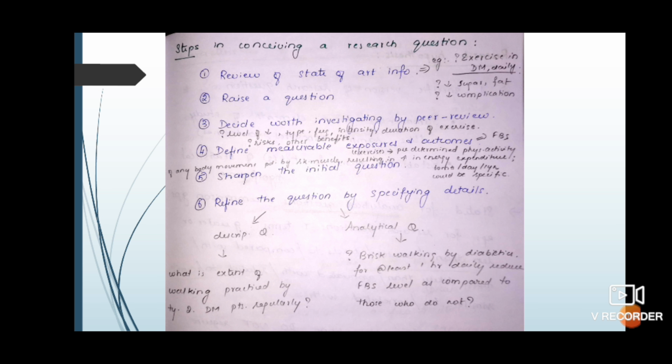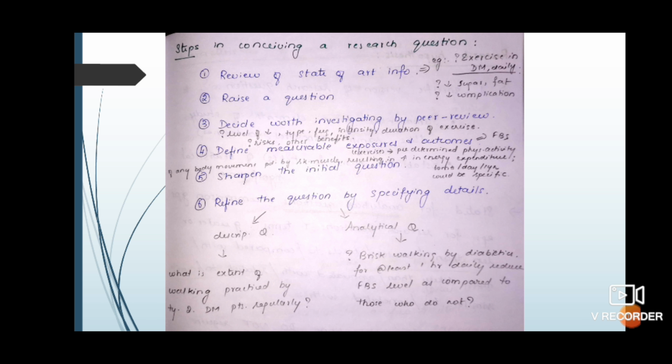If you're taking a descriptive kind of study, then your question would be, what is the extent of walking practiced by type 2 diabetes mellitus patients regularly? You're taking only the diabetes mellitus patients and studying them. That is, there is no comparison group. So that study will be your descriptive study, and your question also will be a descriptive question.